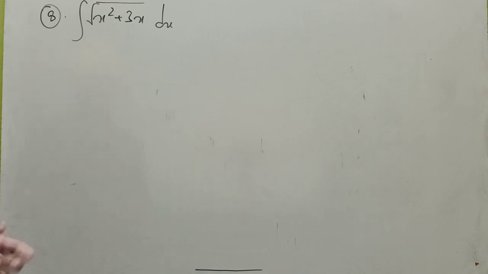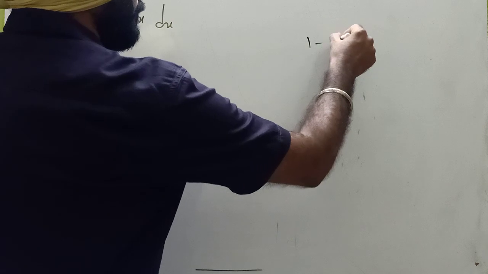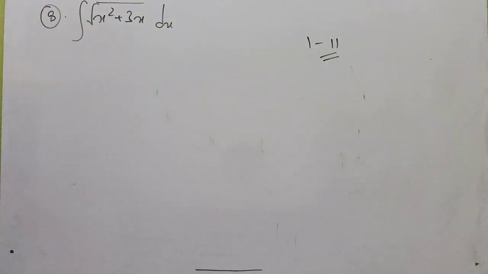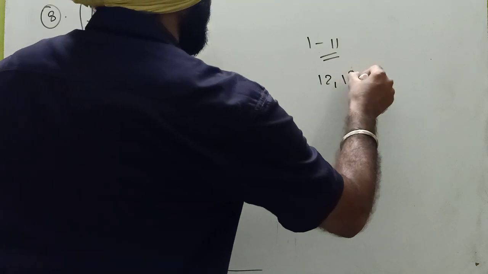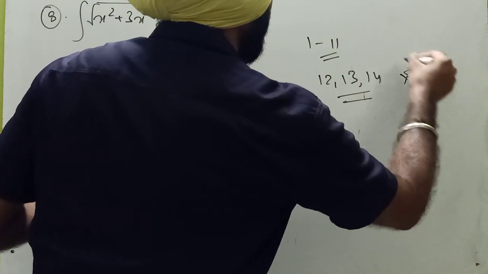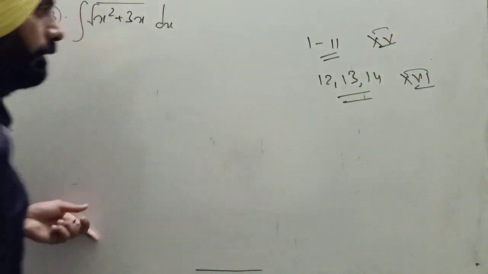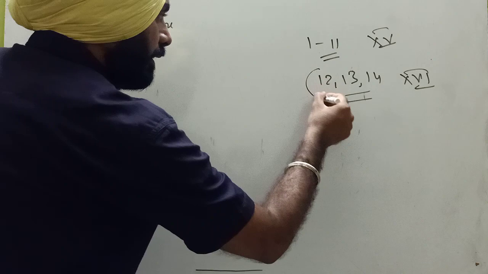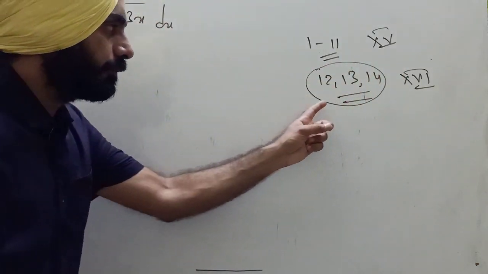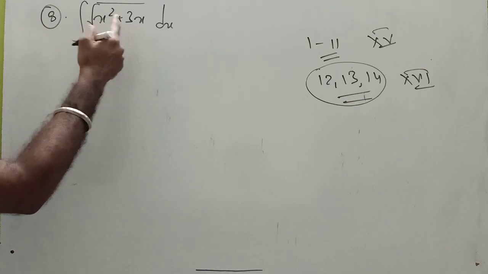Let us take question number 8 based on type number 15. Questions from 1 to 11 are of this type. And questions number 12, 13 and 14 are linked with type number 16. In the old edition of NCERT, these questions are missing. Clear? Now this is under root of quadratic.